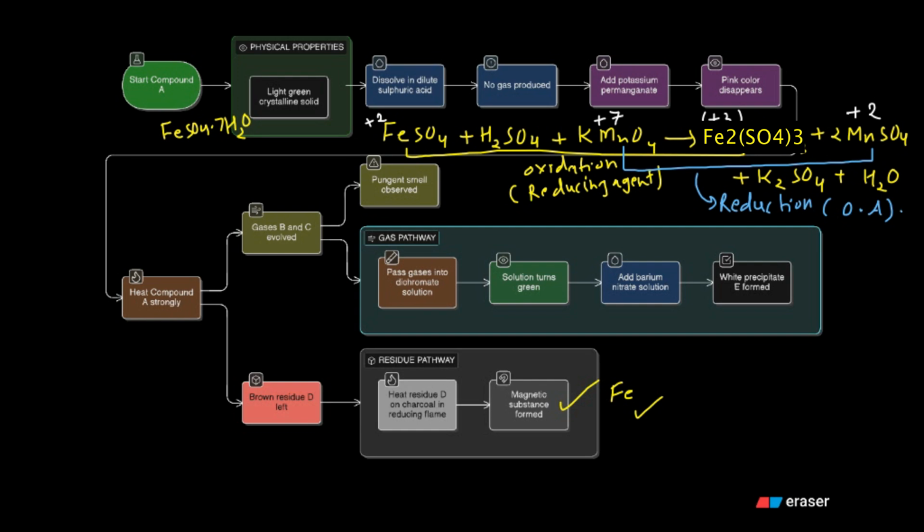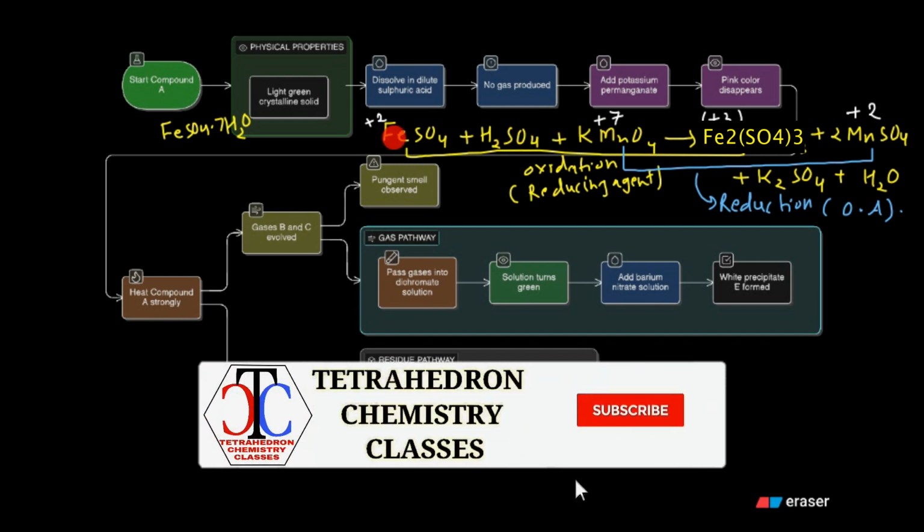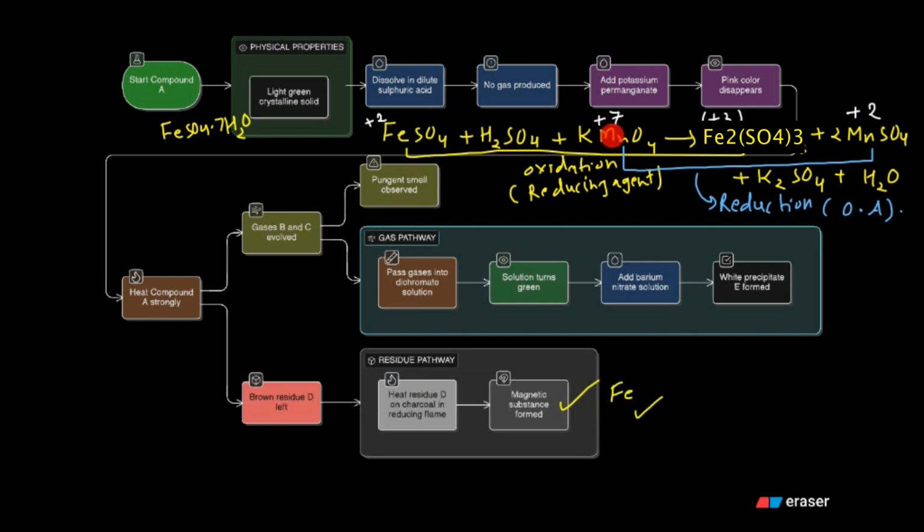Okay, so when you add a little KMnO4 to this particular solution, these ferrous ions will quickly reduce Mn7+ to Mn2+. That means the pink color, since KMnO4 is pink in color, will disappear, because this compound will form. This is a very important reaction in class 12th as well.